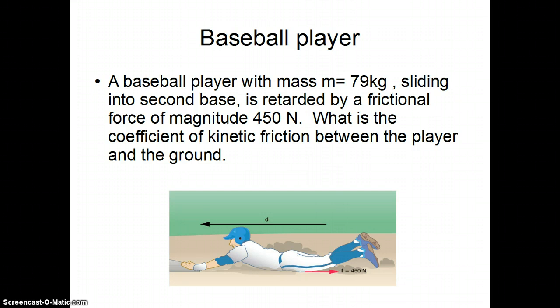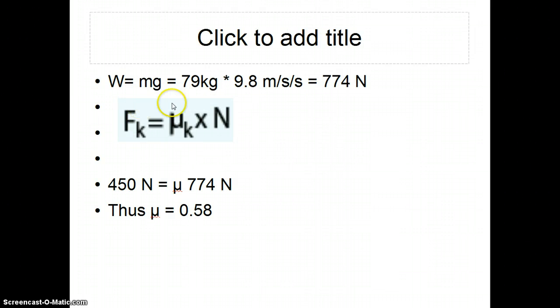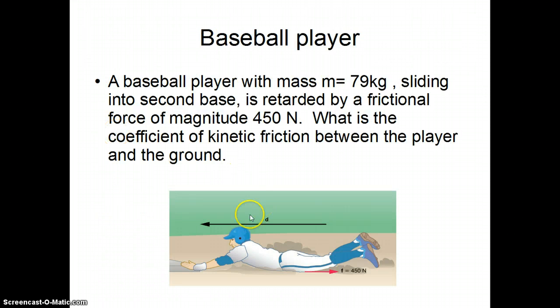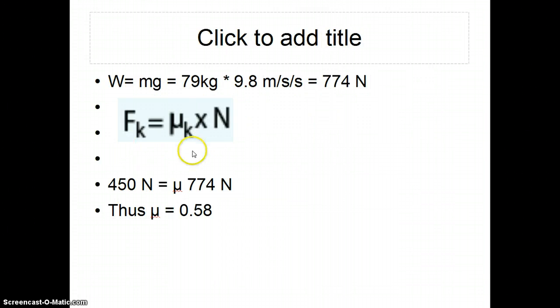This problem is pretty straightforward. The only trick is that we need to make sure that we convert the mass of the object to a weight, and assuming that it's on a level surface, which usually a baseball field is, then this force here, the 774 newtons of the weight, is equal to the normal force. So we know what the normal force is. We're told what the force of friction is, 450, so we're just looking for the coefficient of friction.